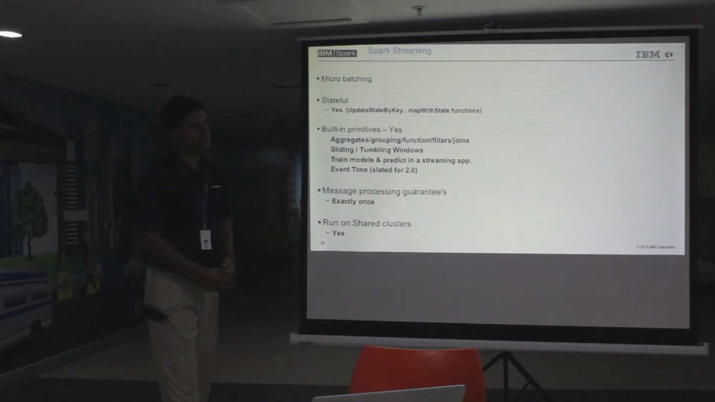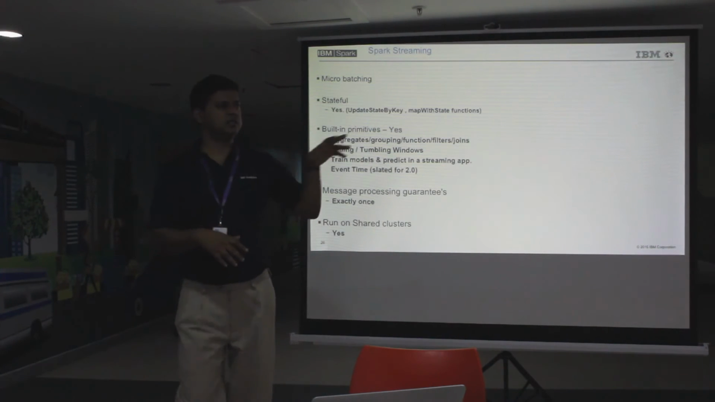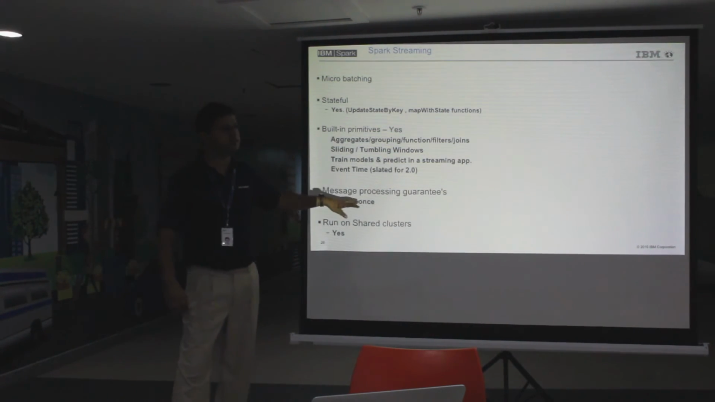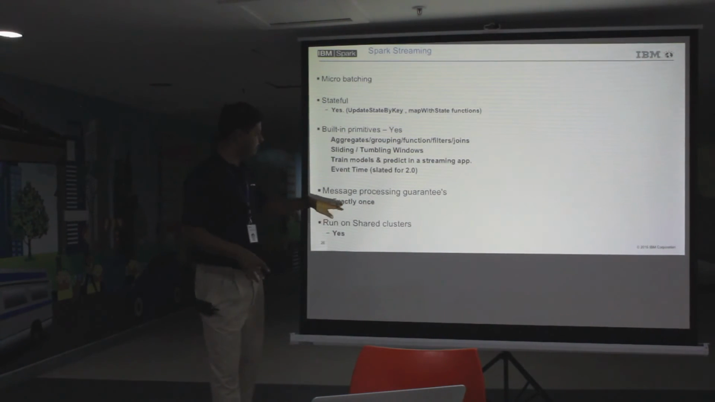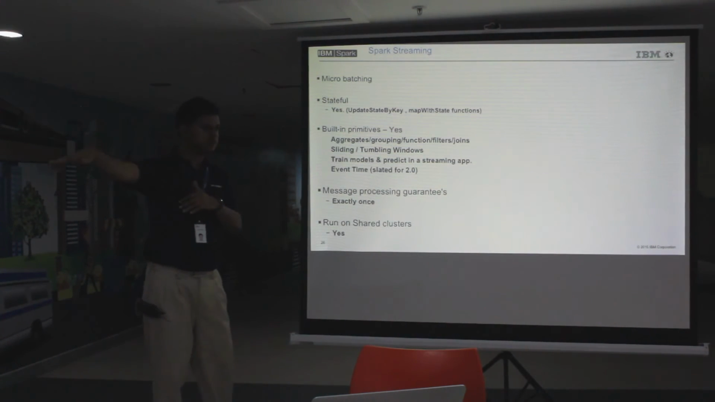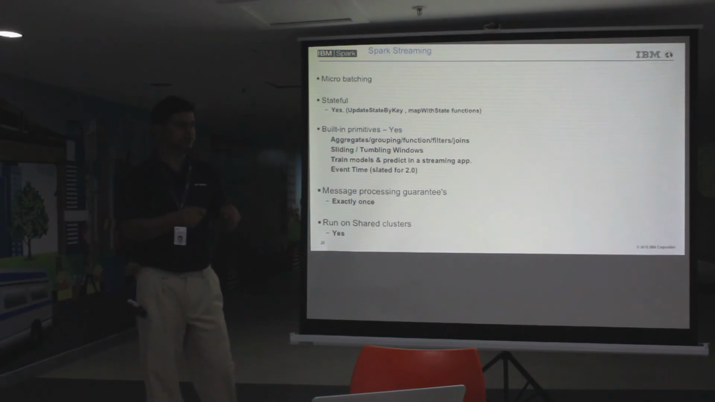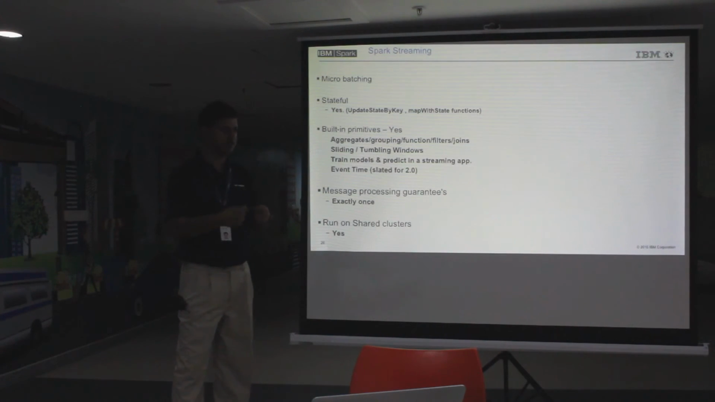Message processing guarantees, yes, as long as your source is exactly once, you can get this exactly once. Do I have built-in, guys, when I'm writing to external stores for exactly once? It's not built in there. Like we saw with Flink, the HDFS exactly once, it's not built in, but you could write your own and then show it. But probably they will build that up. Run on shared clusters, yes.